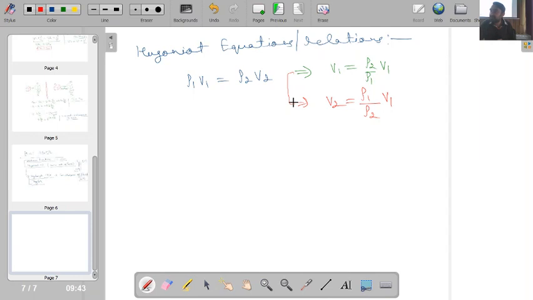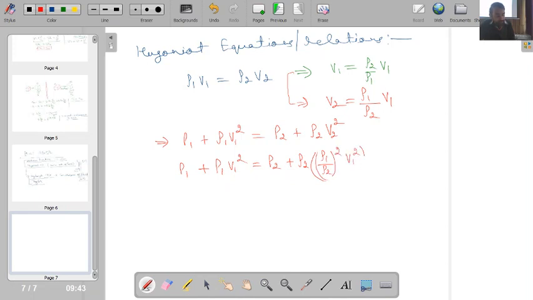Is this one clear? Now we have our one dimensional momentum equation as P1 plus rho 1 V1 square equal to P2 plus rho 2 V2 square. Now let's replace V2 with this formulation. If I replace V2, I will get P1 plus rho 1 V1 square equal to P2 plus rho 2, and in place of V2 I will get rho 1 by rho 2 square into V1 square.